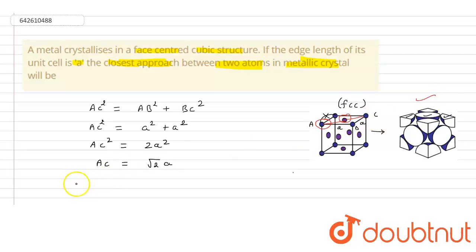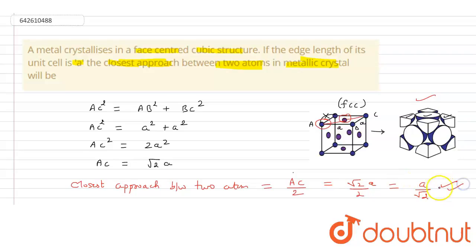So the closest approach between two atoms is equal to half of this face diagonal, that will be AC by 2. It becomes root 2 a by 2, which equals a by root 2. So this is the closest approach between the two atoms. Hope this answered your question.